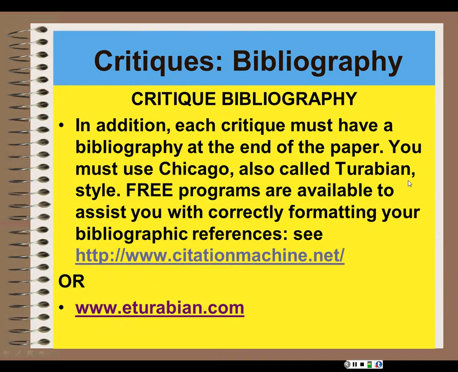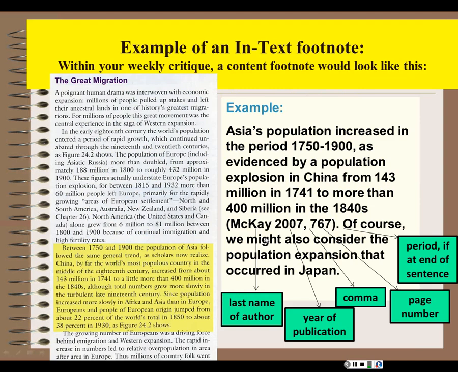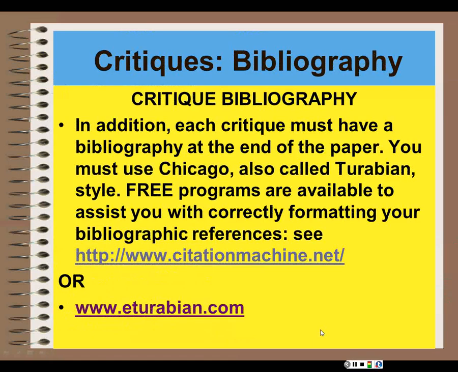Now, in addition to that, because you're just saying McKay back here, you're not saying the name of the title of the book or anything else, or the publisher, you have a bibliography at the end. So a bibliography is where you would take that McKay and you would put his first name and the title of the book and where it was published and the publisher, etc. Now, bibliographies are really easy to do nowadays because there are a number of free programs available to assist you with correctly citing bibliographic references. One's called eTurabian.com.